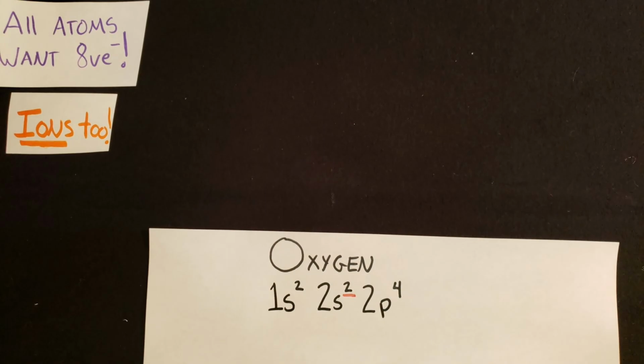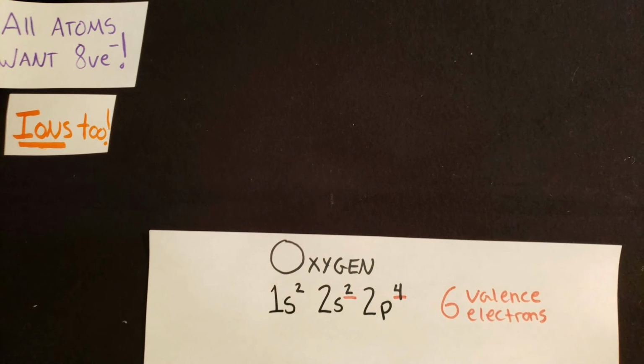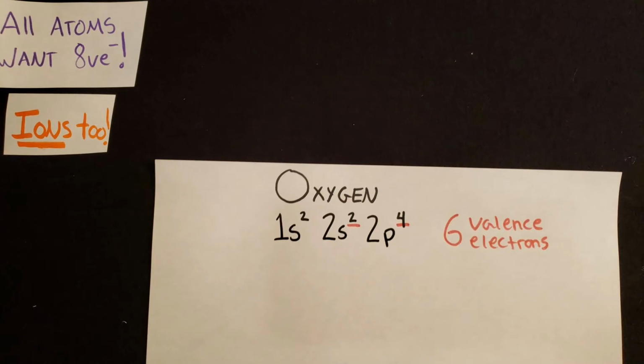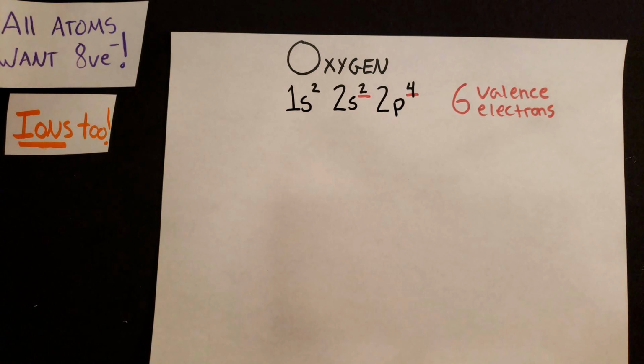Here is the electron configuration for oxygen. It has 6 valence electrons, because it's in the 6th group on the periodic table.